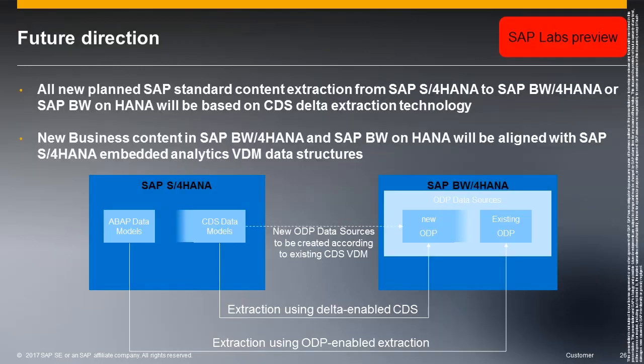Content implications for S/4HANA. There is a list of extractors that are enabled for BW for HANA, and those you can see based on the note. And I think we've got another slide that talks about the core data.